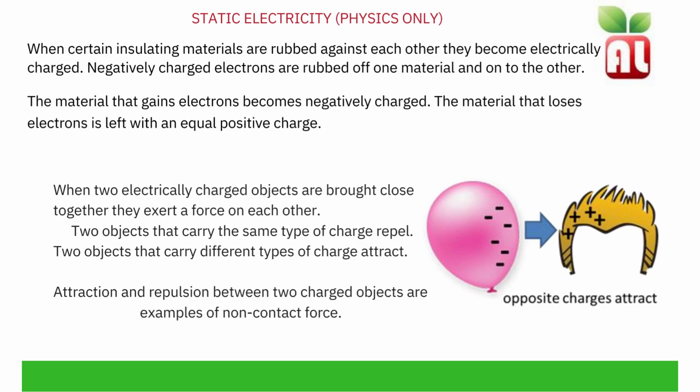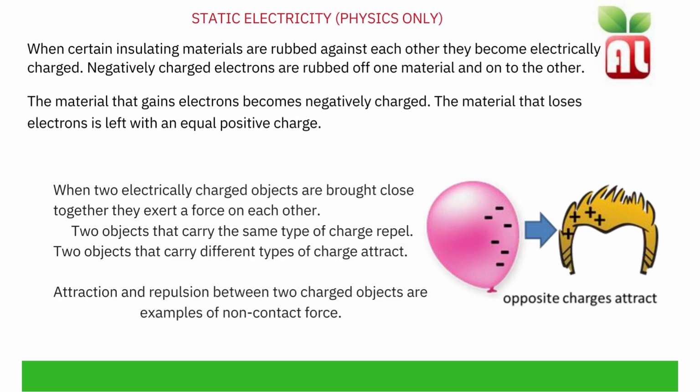Static electricity. When certain insulating materials are rubbed together against each other, they become electrically charged. A common example is rubbing a balloon against your hair. Both objects are now charged, and there is an attraction between these two objects. Negatively charged electrons are rubbed off one material and transferred onto the other. The material that gains electrons becomes negatively charged. The material that loses electrons is left with an equal positive charge.